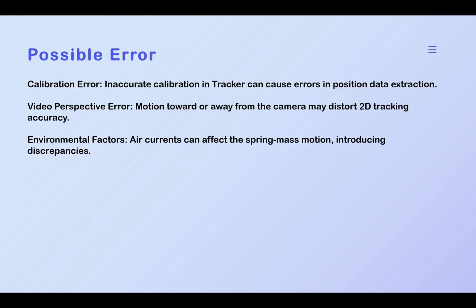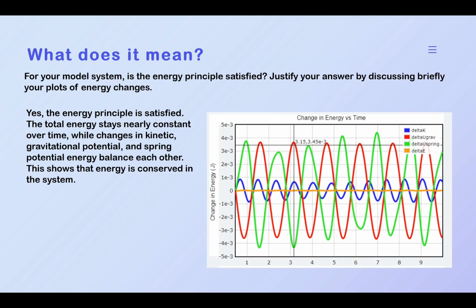There are several potential sources of error that could affect the results. First, calibration errors in the Tracker software might have caused inaccuracies in position data extraction. Second, motion toward or away from the camera could have introduced perspective distortion, affecting 2D tracking accuracy. Lastly, environmental factors like minor air currents could have influenced the spring mass system's behavior, creating differences between the experimental and simulated results. Then let's see the 2 follow-up questions.